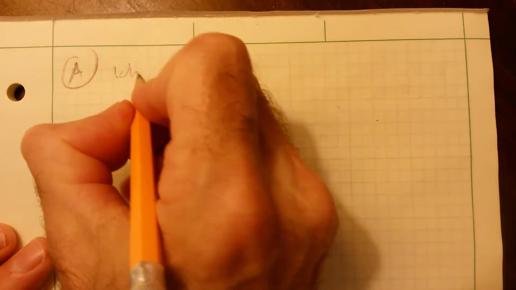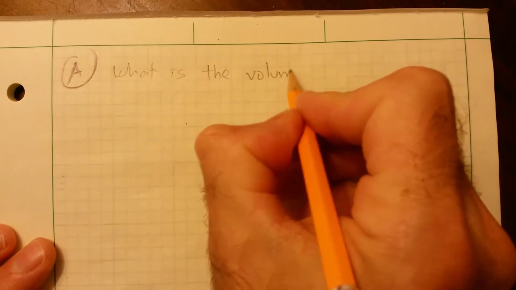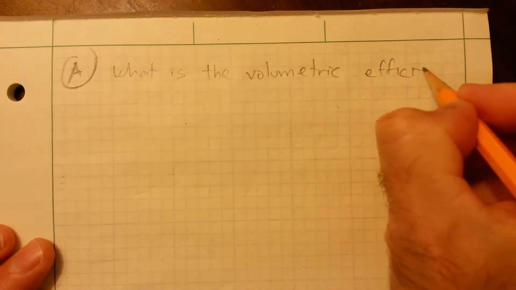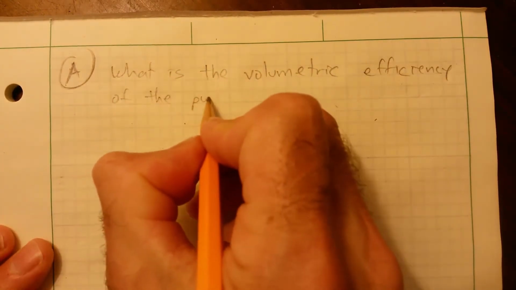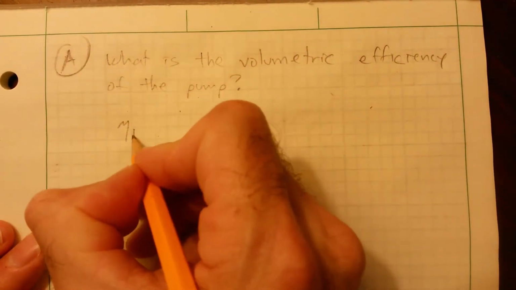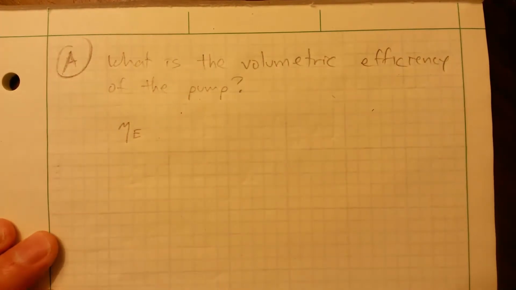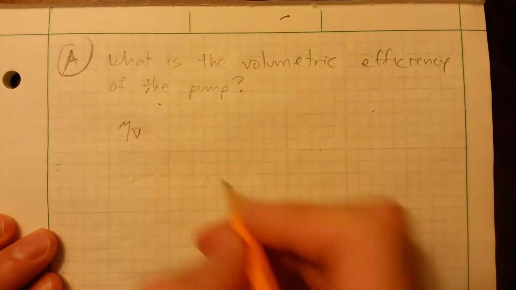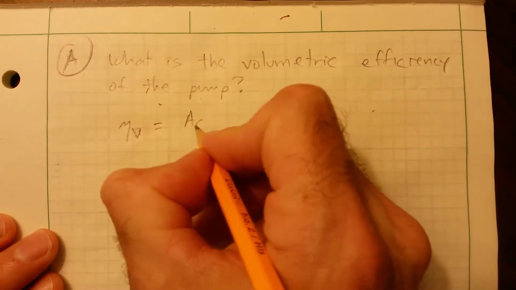is, what is the volumetric efficiency of the pump? So the efficiency is represented by the symbol eta with a subscript V for volume, and that is the actual volume displaced divided by the theoretical volume displaced.